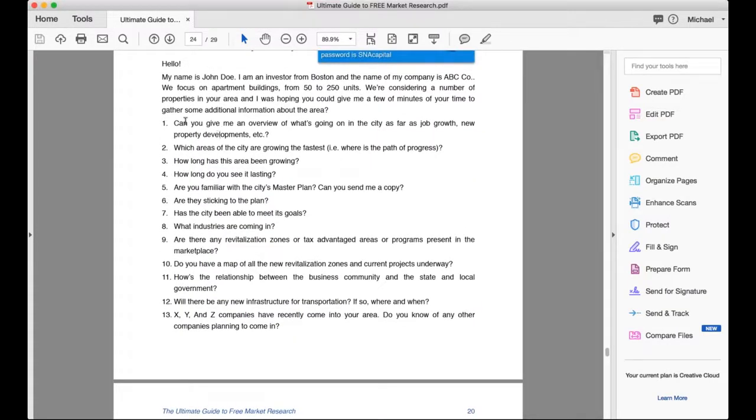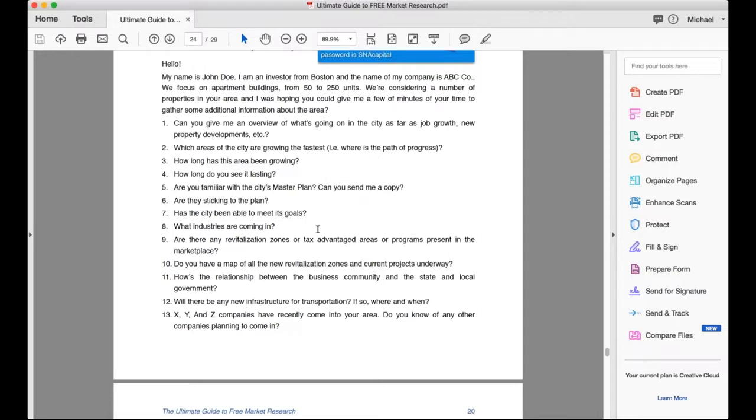Some of them are as simple as, can you give me an overview of what's going on in the city as far as job growth, new property developments, et cetera? You could ask them for the city's master plan and get a copy of that. I've gotten that in a few cases. It's a good sign if the plan is updated and they're actually making progress on it. I've seen other cities where the plan's 15 years old and they haven't touched it. So obviously that's not a very active economic development committee.